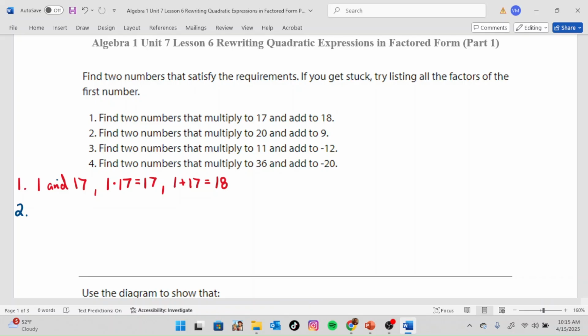3 does not multiply by anything to make 20 exactly. And then we have 4 times 5, which is 20. And then 4 plus 5 equals 9. So for number 2, the numbers we're looking for are 4 and 5. Because 4 times 5 equals 20, and 4 plus 5 equals 9.